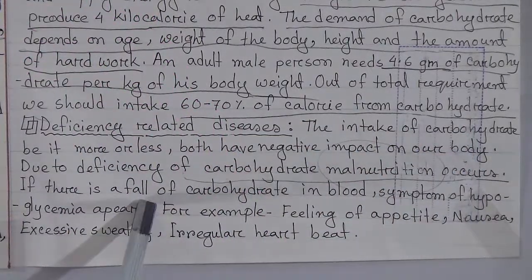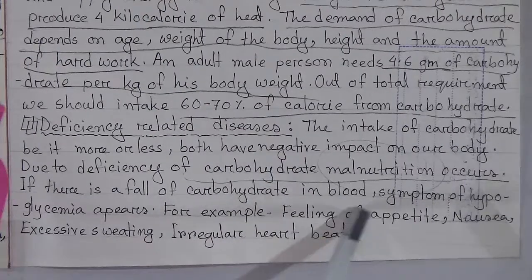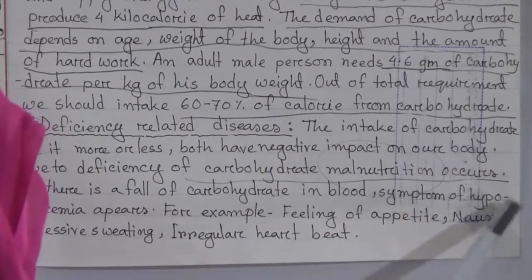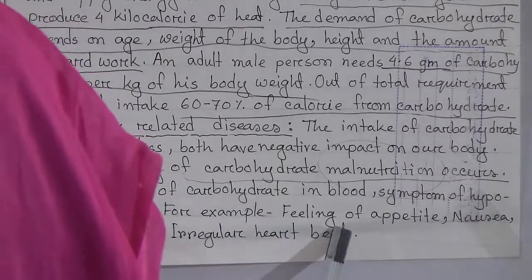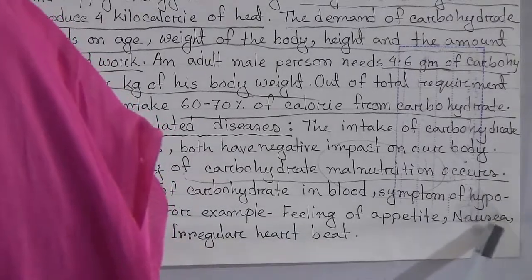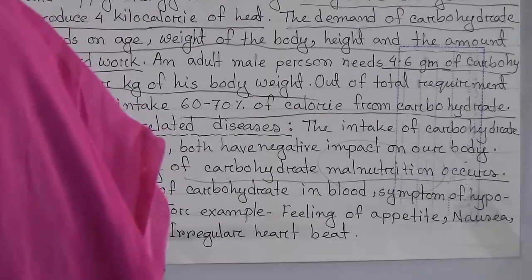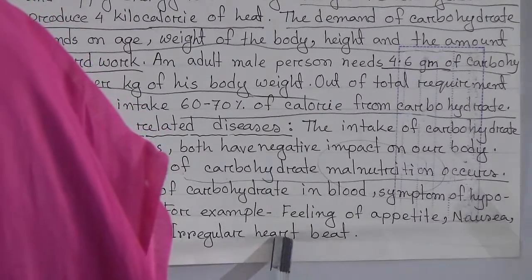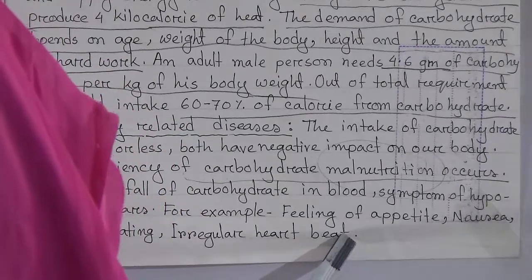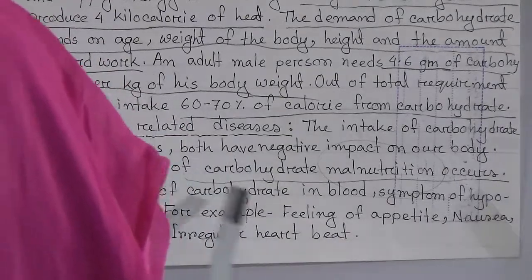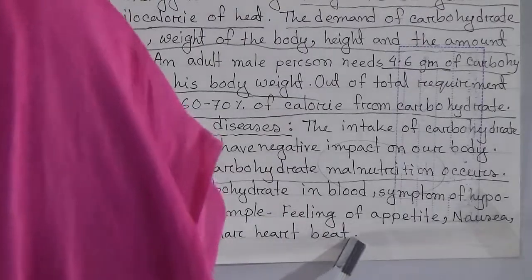If there is a fall of carbohydrate in the blood, symptoms of hypoglycemia appear. For example, feeling of hunger, nausea, excessive sweating, irregular heartbeat, all happen from the deficiency of carbohydrate in our blood.